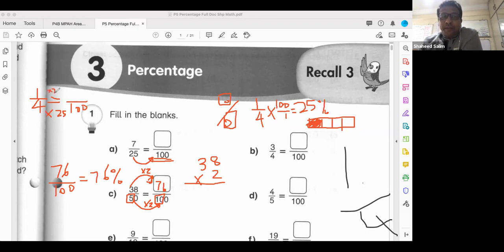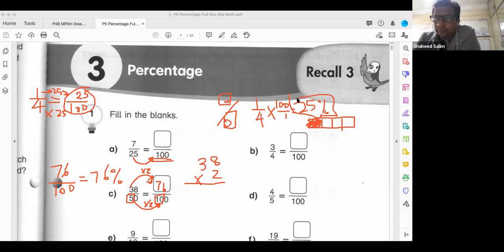1 times 25 is how much? 1 times 25 is 25, right? So this is 25%. Same thing.